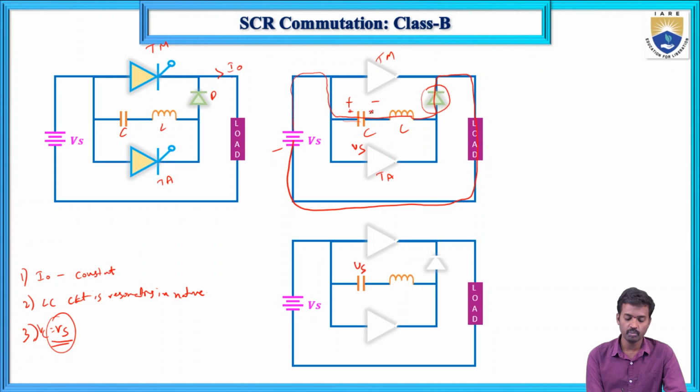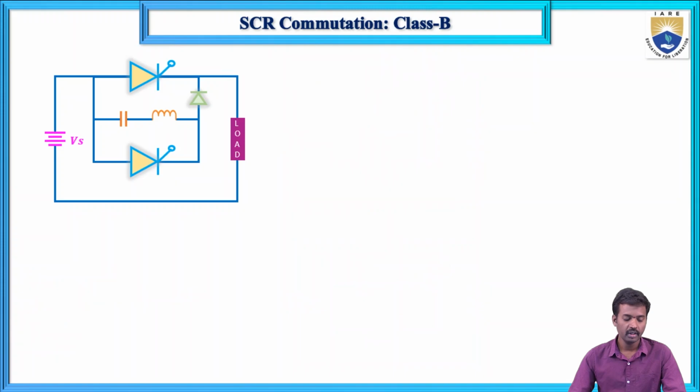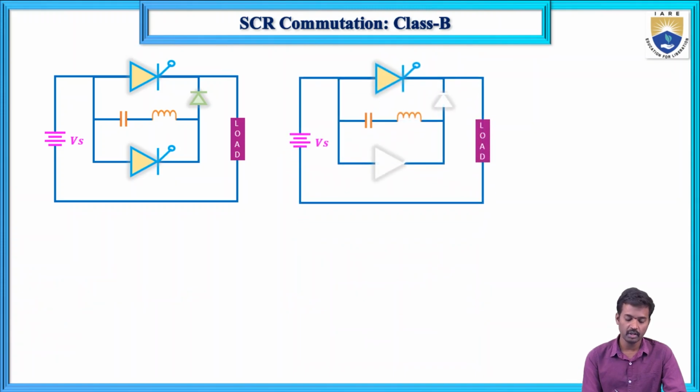So initially it is minus Vs, and after charging, when it reaches Vs, the capacitor voltage terminals are plus and minus, and this diode is reverse biased. And next, now I will turn on the SCR. So first, turn on the SCR.